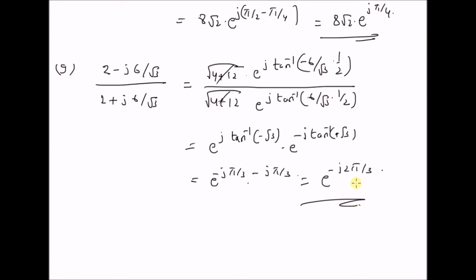Thus, to convert any expression consisting of complex numbers into polar form, we basically have to convert the individual complex numbers into polar form and then finally either multiply or divide based on the expression.